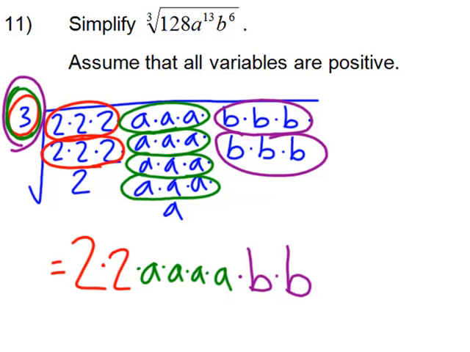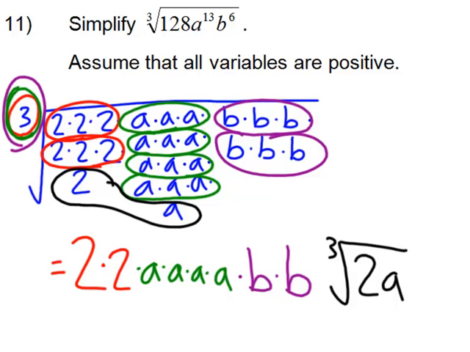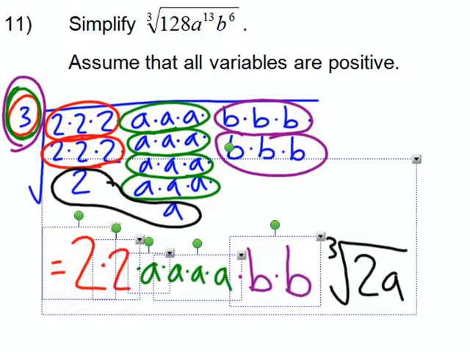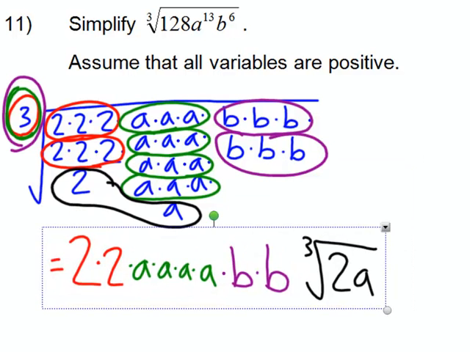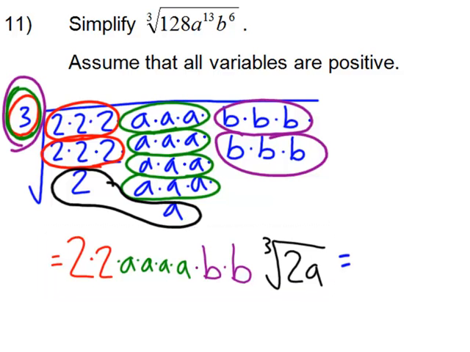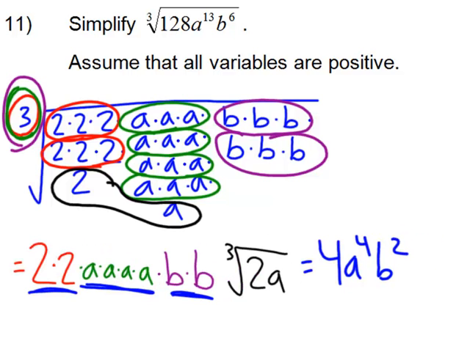That's nice. So what about this 2 and this a here? Well, since those were not able to be grouped off, they have to stay under the radical. So there's our cube root, there's our radical, and there's a 2 and an a left over underneath. So that is essentially our final answer. That just needs to be simplified a little bit. All right, so here we have 2 times 2 gives us 4. A times a times a times a gives us a to the 4th power. B times b gives us b squared. And then cube root of 2a.